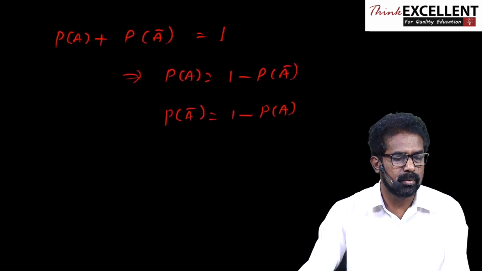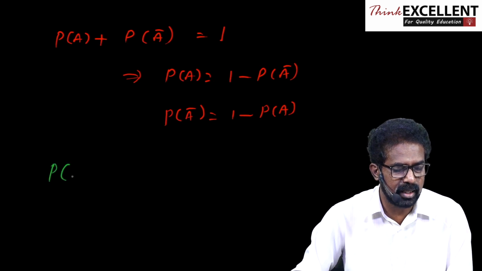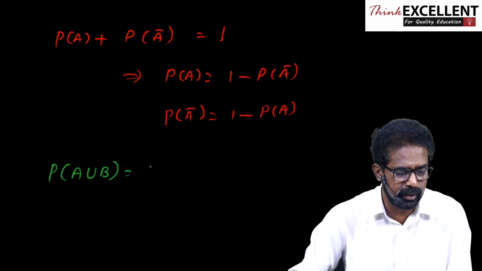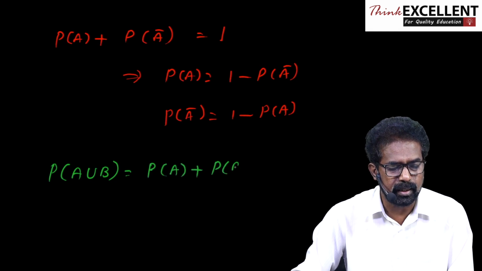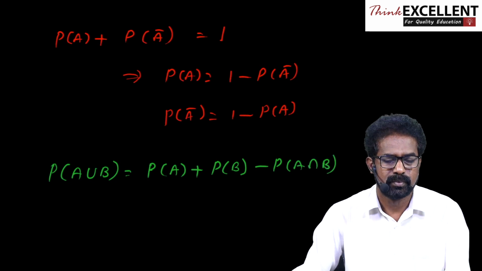Then we have the addition theorem. That is P of A union B. Already I said when to use union, right? Whenever it is "or", we have to use union. P of A union B, the formula: P of A plus P of B minus P of A intersection B.